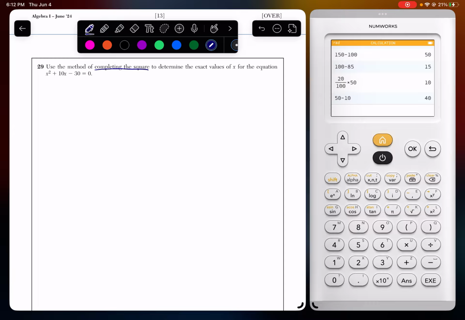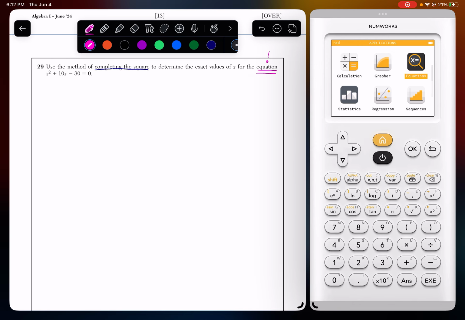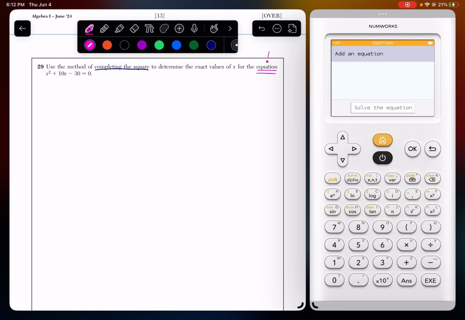So one thing I want to notice is I have this word equation. If I have an equation and they are asking me to determine the values of x, they are asking me to solve an equation, right? I want that to be a little green flag in my head. That means in my calculator, I'm going to be able to look up the solution so that I know from the beginning what my end goal is. So even before I use completing the square, I can put this equation into the equations app.